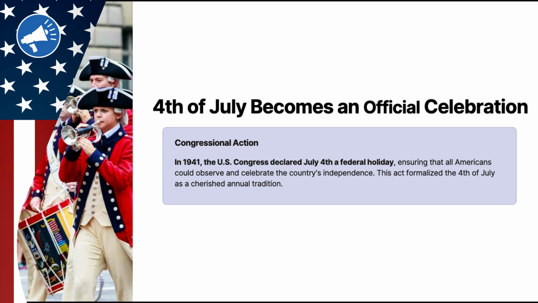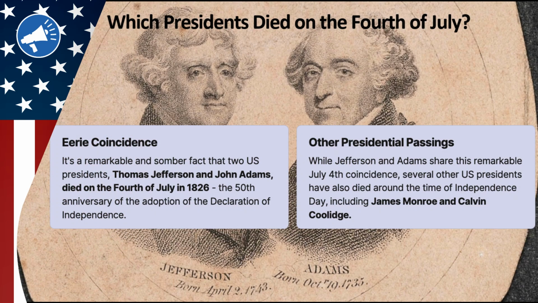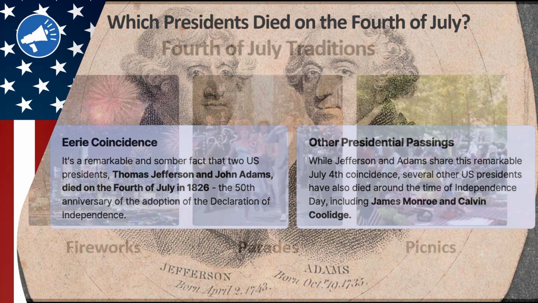In 1941, the U.S. Congress declared July 4th a federal holiday. This act formalized the 4th of July as our now cherished annual tradition. Something people may not know about the significant date is that we also mourn three historical figures, Thomas Jefferson, John Adams, and James Monroe, who all passed on the 4th of July, 1826.